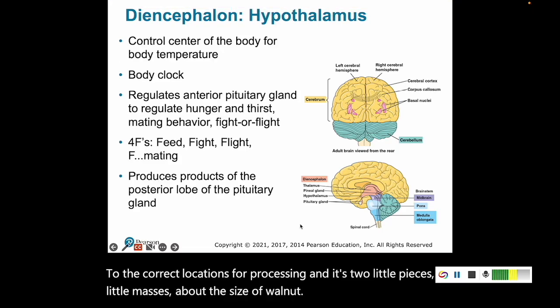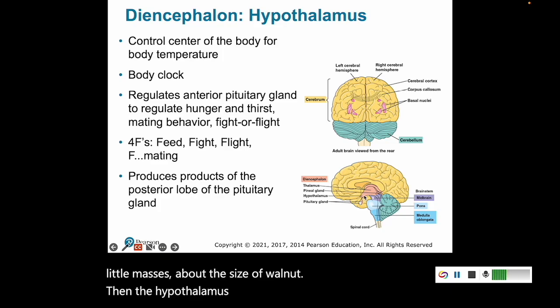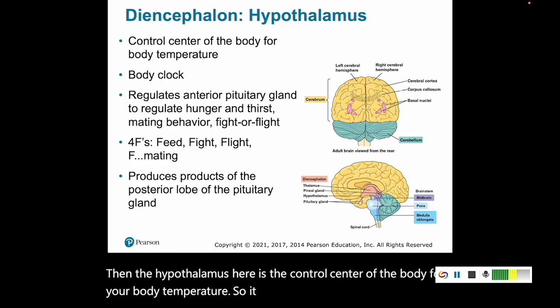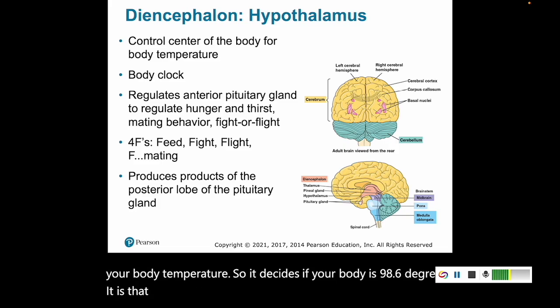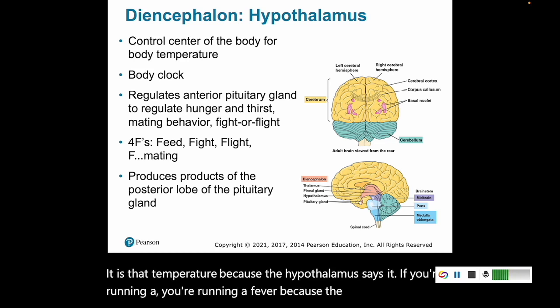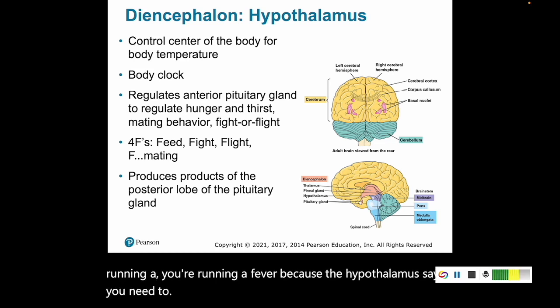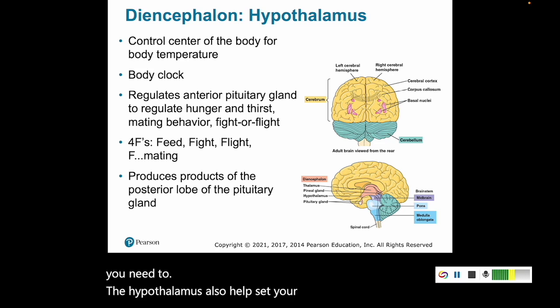Then the hypothalamus here is the control center of the body for your body temperature. So it decides if your body is 98.6 degrees, it is that temperature because the hypothalamus says it is. If you're running a fever, you're running a fever because the hypothalamus says you need to. The hypothalamus also helps set your body clock. It's involved in your circadian rhythm.